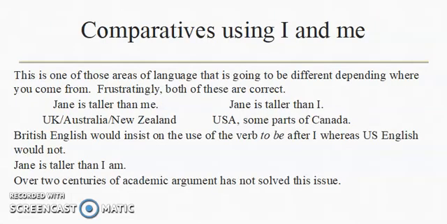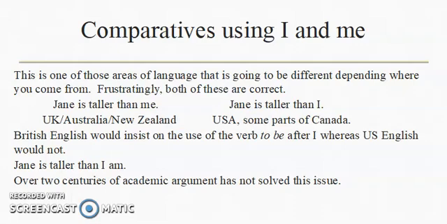The use of comparatives, however, is not entirely free of problems. When you're using I and me, this is one of those areas of language where there are differences. Frustratingly, and also a little bit annoyingly, for everyone involved, both of these are correct. But it depends where you come from for them to be correct.